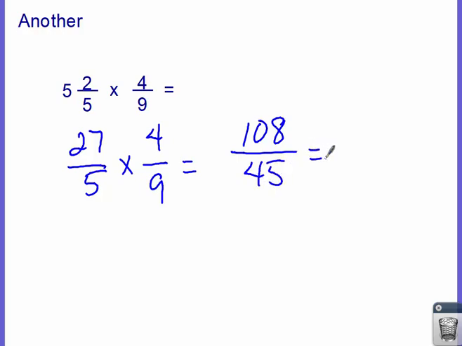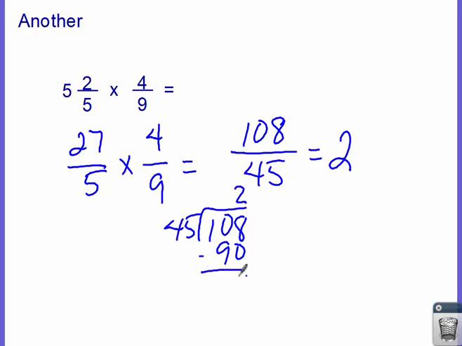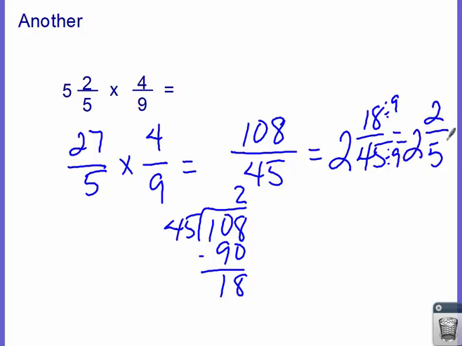Now again, it's an improper fraction, so we've got to simplify. Okay, so we ask ourselves, how many times will 45 go into 108? And it goes 2 times. So if you need to do the math, you come to the side and you divide. So 45 goes 2 times. That'll give us 90. We subtract that. We end up with 18. So we end up with 2 and 18 over 45. Okay, and then we simplify again because these two numbers have a 9 in common. So I divide by 9, and we end up with 2 and 2 over 5.